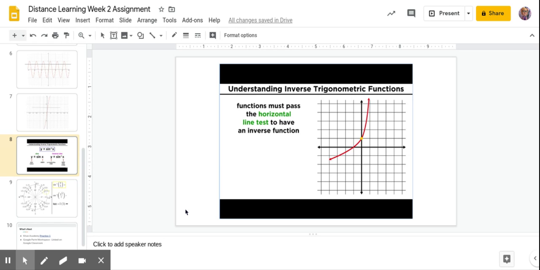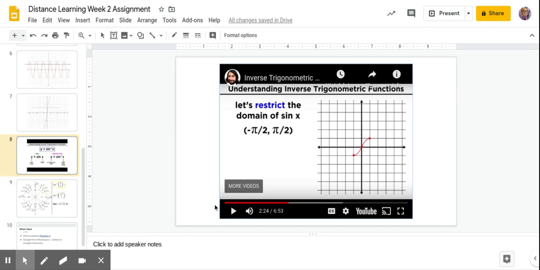We should quickly note that in order for a function to have an inverse function, it must pass the horizontal line test, because when we find the inverse, we are reflecting the function across the line y equals x, and whatever we get must pass the vertical line test to be considered a function. So sine x as a whole does not have an inverse function, but we will instead look at a restricted domain for this function, from negative half pi to half pi. So again, that's what we talked about earlier.